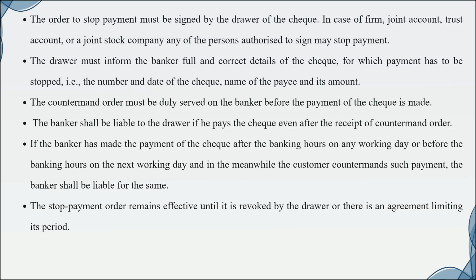The banker shall be liable to the drawer if he makes payment even after receiving the countermand order. Then if the banker has made the payment of the check after the banking hours on any working day or before the banking hours on the next working day, and in the meanwhile the customer countermands such payment, the banker shall be liable for the same. The stop payment order remains effective until it is revoked by the drawer.